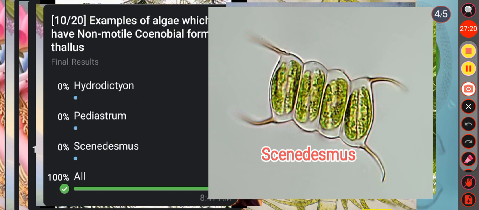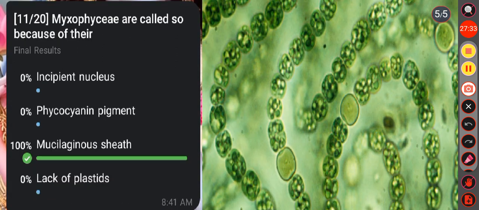So the correct answer is option D, that is all. It means Hydrodictyon, Pediastrum and Scenedesmus have non-motile coenobial form of thallus organization. Then question number 11, Myxophyceae are called so because of their: option A incipient nucleus, option B phycocyanin pigment, option C mucilaginous sheath, option D lack of plastid.